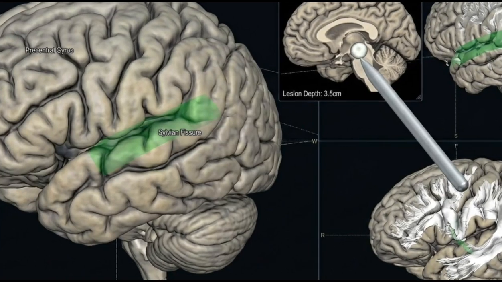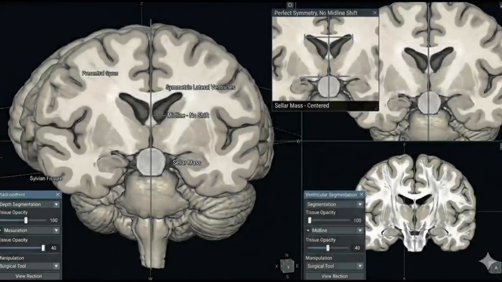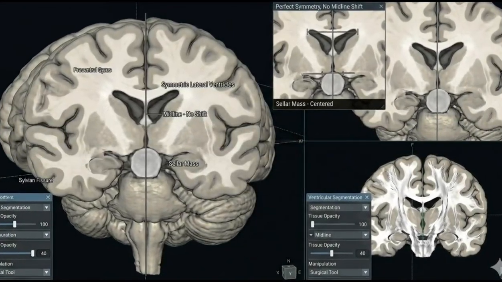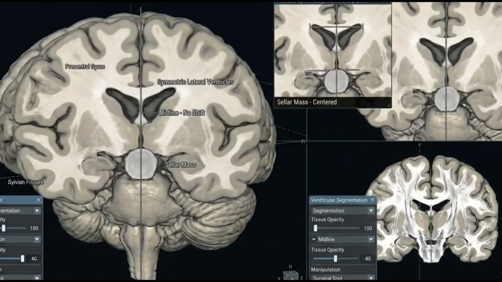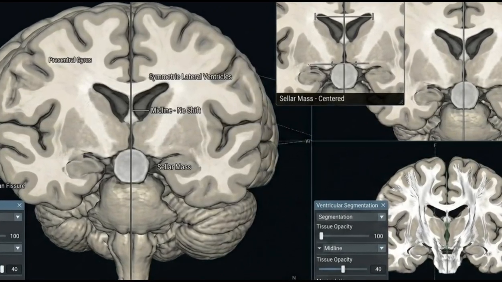Above the lesion, the lateral ventricles, fluid-filled cavities, are visible. Their symmetrical shape suggests that, at this level, there is no significant midline shift or secondary hydrocephalus, fluid buildup, caused by the mass. 3D reconstruction.